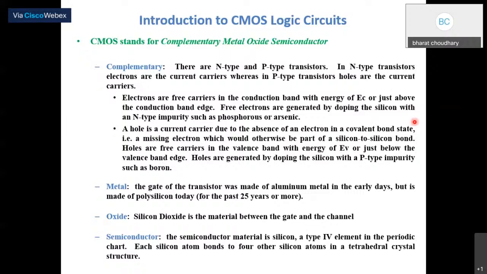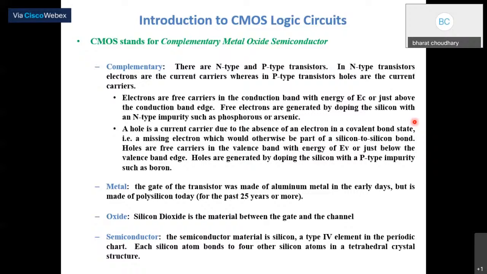Free electrons are generated by doping the silicon with N-type impurities such as arsenic or phosphorus. These are basically fifth group elements. If we dope such materials into fourth group elements like silicon and germanium, we will be able to generate the semiconductor called N-type. Whereas in the case of P-type semiconductor, third group elements like boron, aluminium, gallium, indium, and thallium are doped.